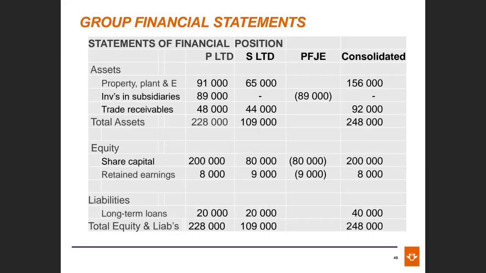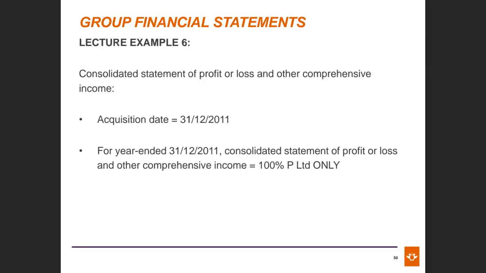Okay, so it's not that difficult once you go through all the steps. You have to just do it systematically, okay? You need to add all of the assets and liabilities in P Limited to all the assets and liabilities in S Limited. And then remember your pro forma journal entries. This is going to impact some of the line items in your consolidated statement of financial position. So let's have a look at the next example.